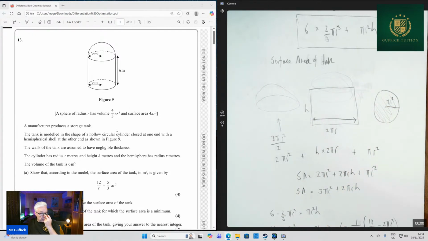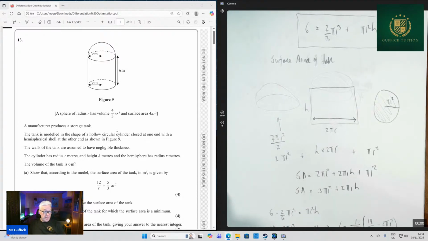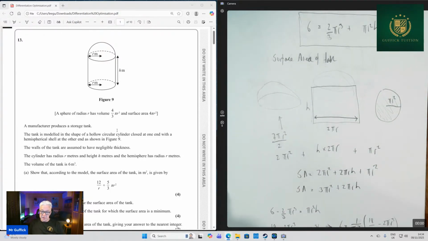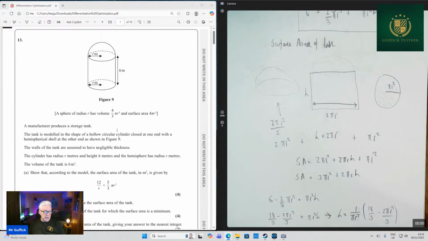Now, as I'm going through this, if anyone has any questions, just type them into the chat and I'll endeavor to answer your questions if you're unsure. But we're just doing differentiation optimization, which is suitable for year 12 and 13. And it gives rise to so many marks, and it comes up all the time. I've seen this come up in Edexcel, OCR, AQA, they love this example.